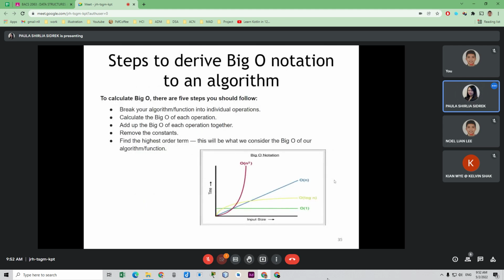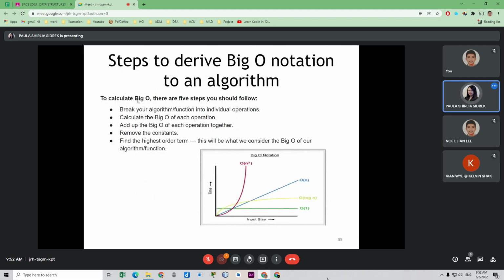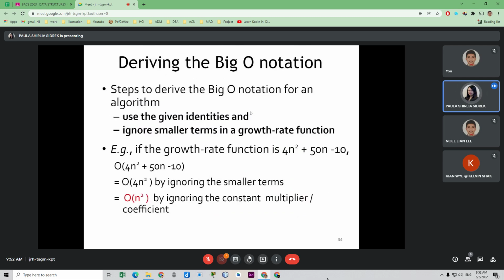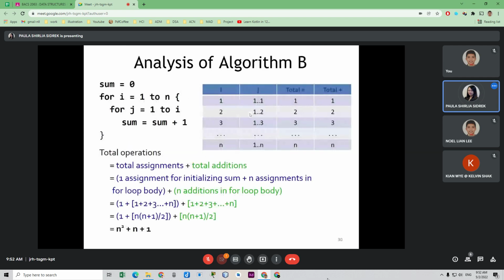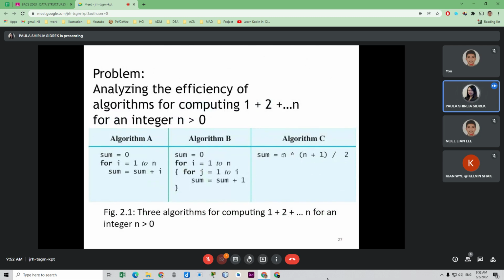Next. So this one, I put it down so you can basically imagine and visualize, right? What are the steps in detail on how you derive big O notation for an algorithm. So here, these are the main points, right? But how do you get that? How do you put it into words? Break your algorithm function into individual operations. Individual operations, as in, remember a while ago we have that ABC, like this. Yes, break that into individual operations, okay?